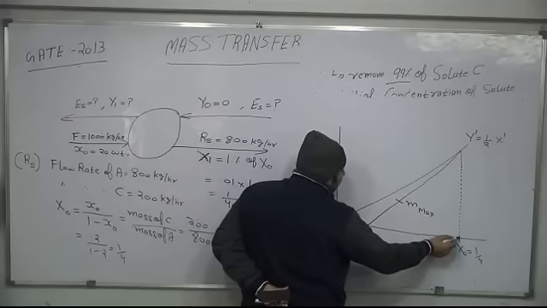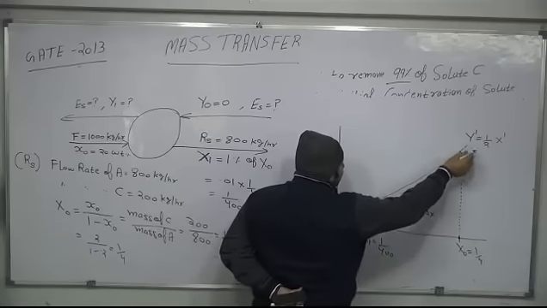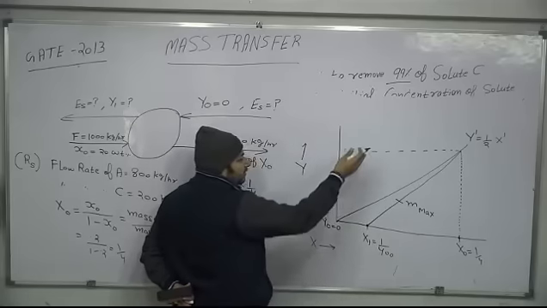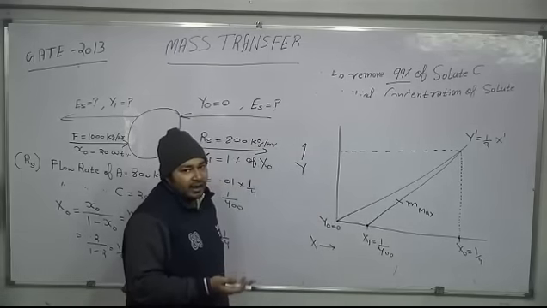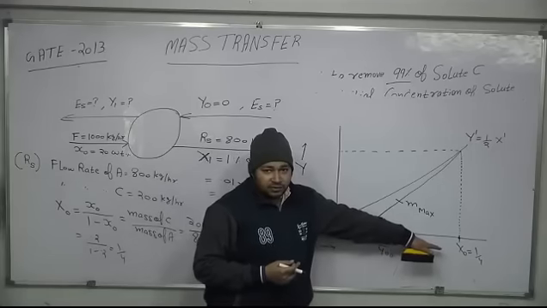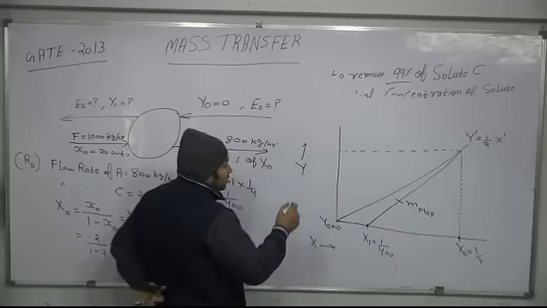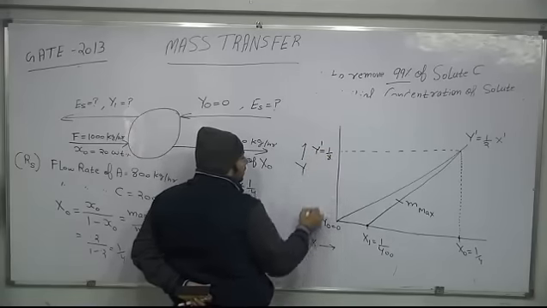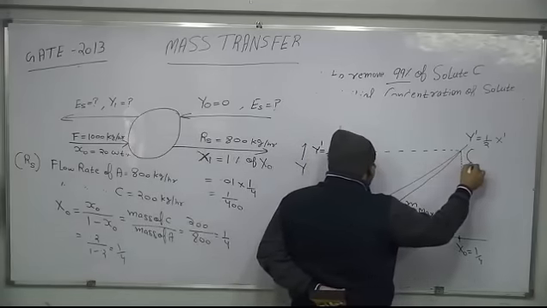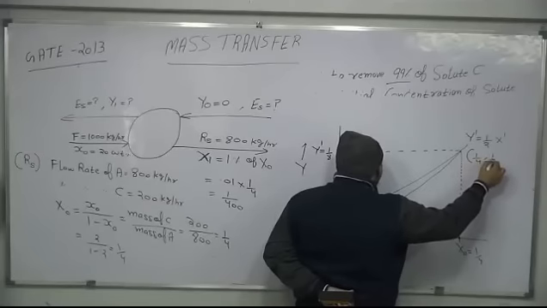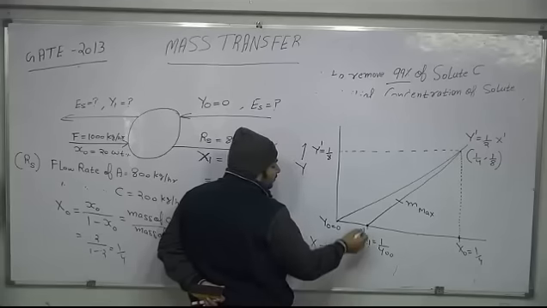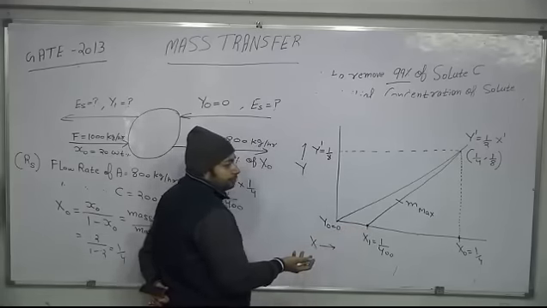As I know the x coordinate, I know the equilibrium, I can calculate the y coordinate also. As I know y dash is nothing but half x dash, and x dash is 1 by 4, I can calculate y dash, where y dash comes out to be 1 by 8. So this point is known to me. This point is 1 by 4 and 1 by 8. And this point is known to me. This point is 1 by 400 and 0.